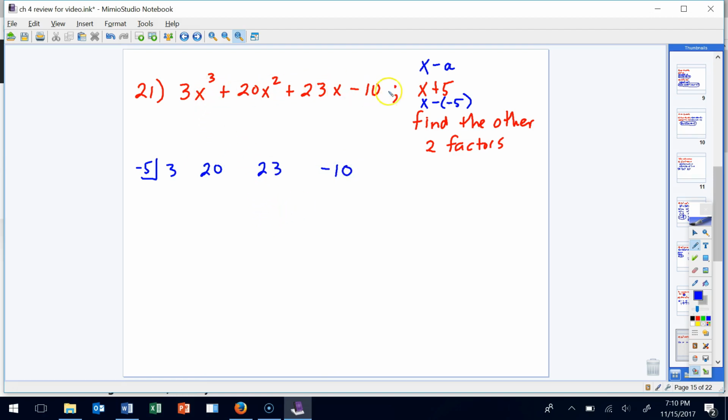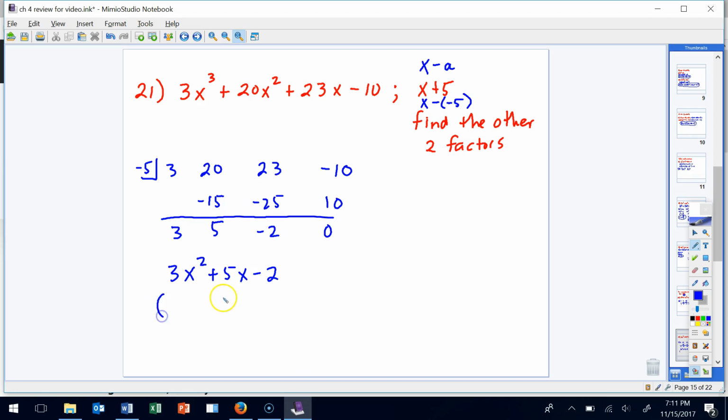Okay, 3, 2, 1, 0. Don't skip any terms. And so let's divide. Bring down the 3, multiply, add, multiply again, add. Okay, so we've just proven that x plus 5 is a factor. Now we're going to take the rest of this. This is the remainder: constant, linear, quadratic term. And we're going to factor it.